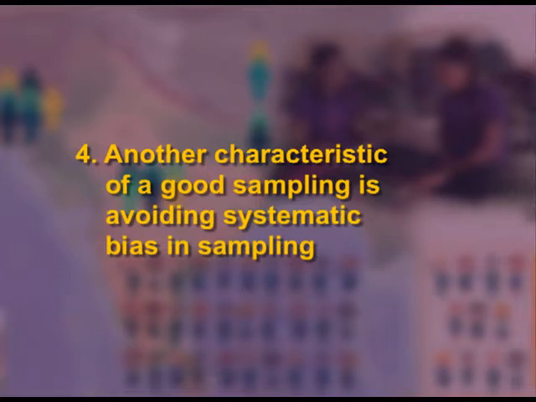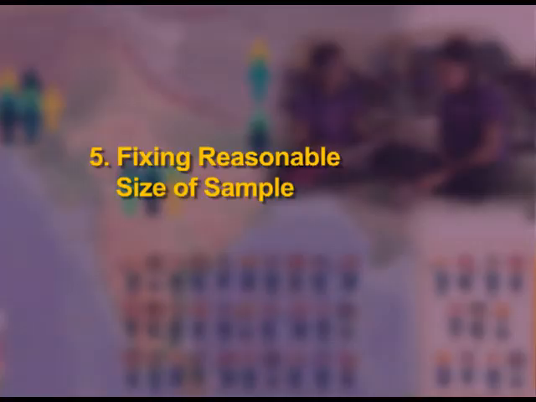Fourth, avoiding systematic bias in sampling. Systematic bias in sampling is controlled in a better way when the study is conducted. Fifth, fixing reasonable size of sample. Reasonable sample size is required to collect information related to all components from the study population.